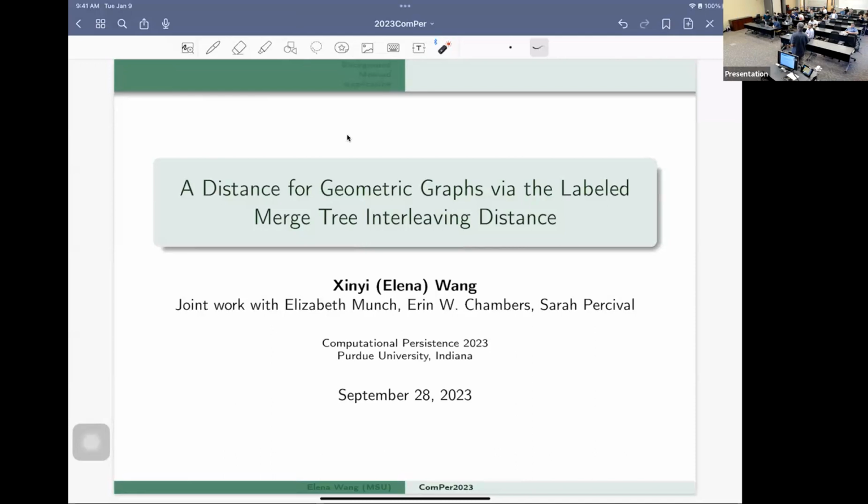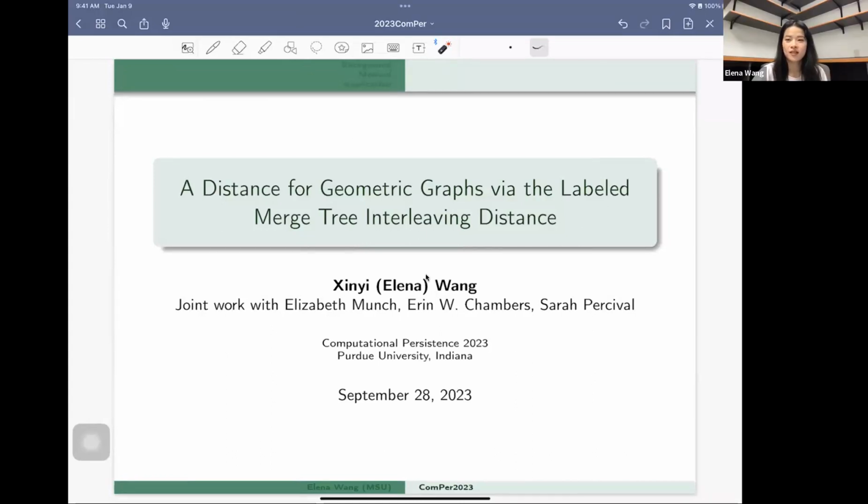So let's start this last talk of this morning session. I see that one of the co-authors is a student, Sarah Percival. So Elena Wang will talk about a distance for geometric graphs via the labeled merge tree interleaving distance.